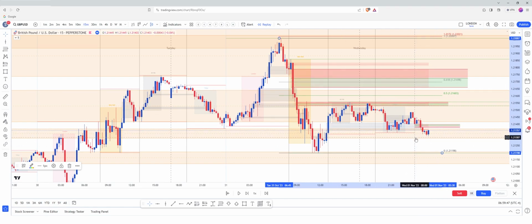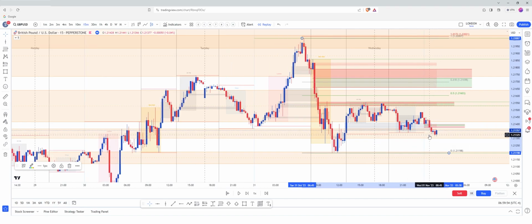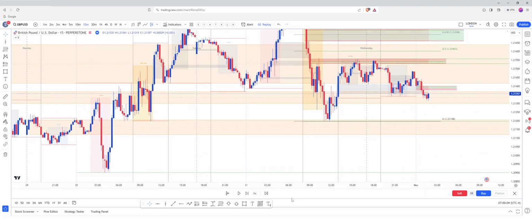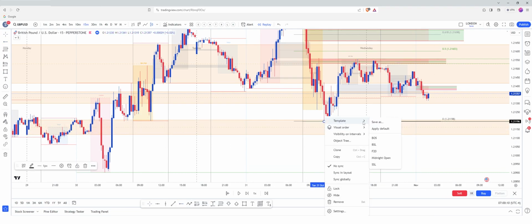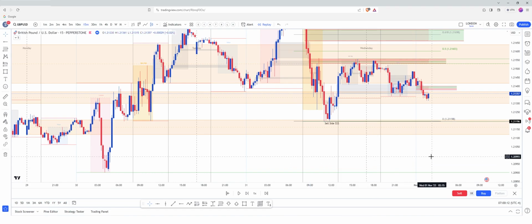And buys are more on the cards if we are in a discount, which we are currently sitting in. We can see from yesterday's New York AM session, we have got relative equal lows here on the 15-minute chart as well. So that's a good draw on liquidity, mark that down, the sell side. And this sell side is actually, look at this.